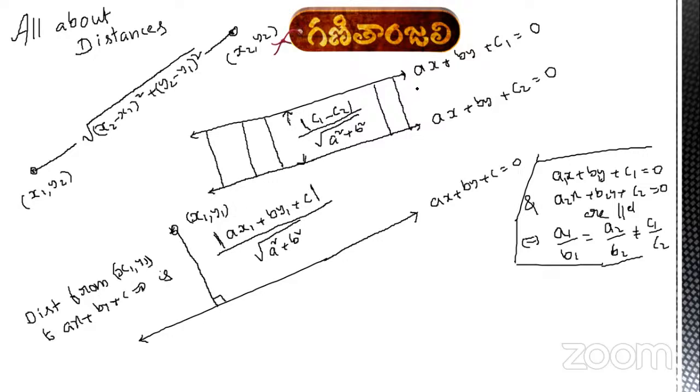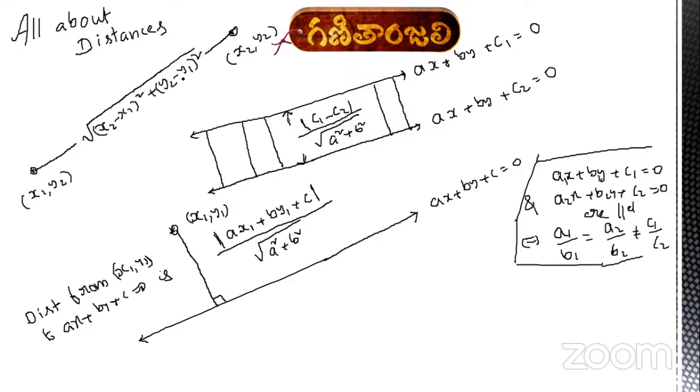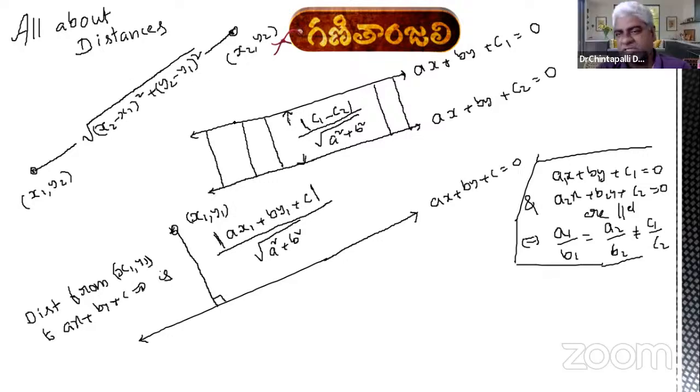And the distance between the lines ax plus by plus c1 is equal to 0 and ax plus by plus c2 is equal to 0 is mod of c1 minus c2 by root of a square plus b square. And the distance between points x1, y1 and x2, y2 is the square root of x2 minus x1 whole square plus y2 minus y1 whole square, right? These are three different kinds of distances. Please read these three distances once.